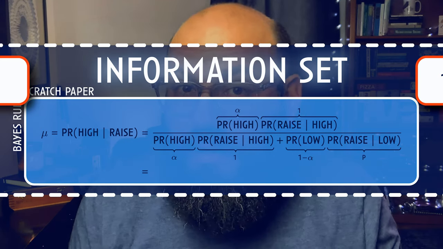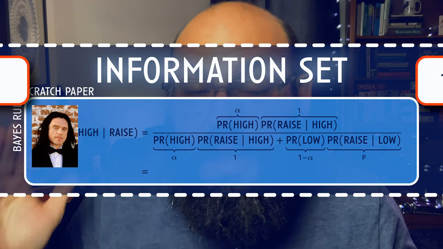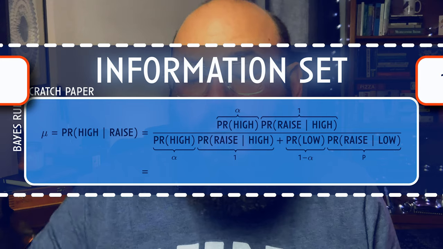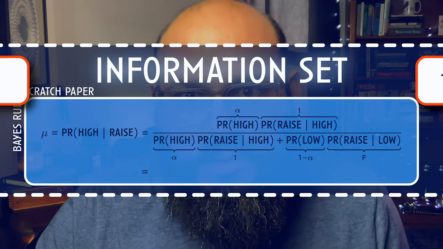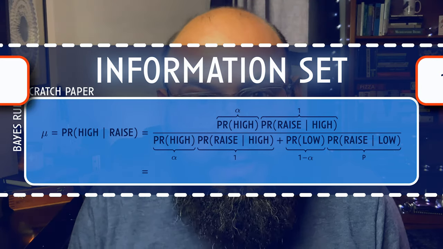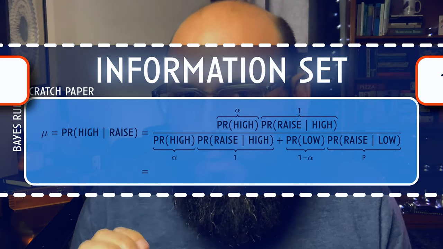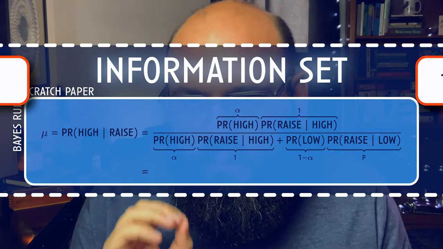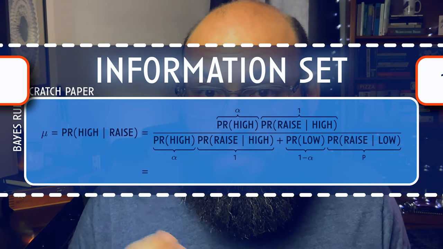We have everything we need. Alpha over alpha plus 1 minus alpha times P has got to be equal to 3/4. Otherwise, player 2 wouldn't be willing to mix, which in turn means that the low type of player 1 wouldn't have been willing to mix, which is what we're looking for. So that's what we need. We need this all to come together in just the right way. Which P, which probability of raising conditional on being the low type, does that?